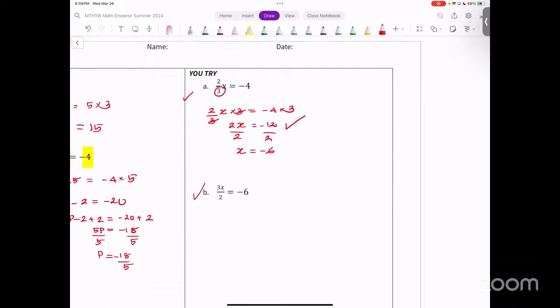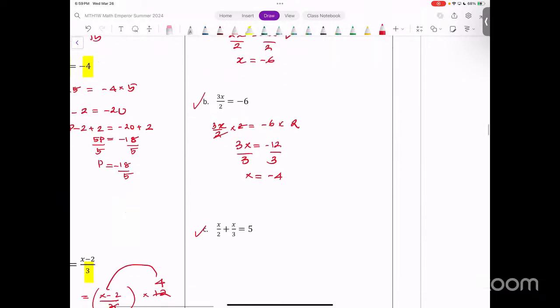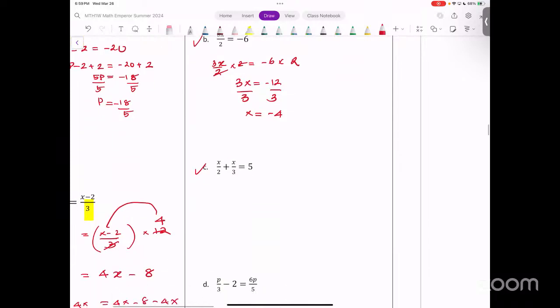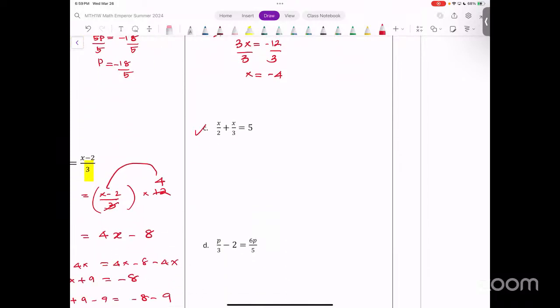What is on my denominator for the next question, sir? 2. So in this case, the least common multiple is just 2. So we can times it by 2 both sides. 3x is equal to -12. We're going to divide it by 3 both sides, which you already know how to do. But this one is a little tricky. So can you guys get C and D done now?